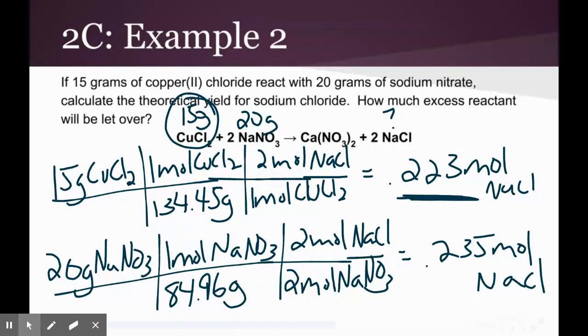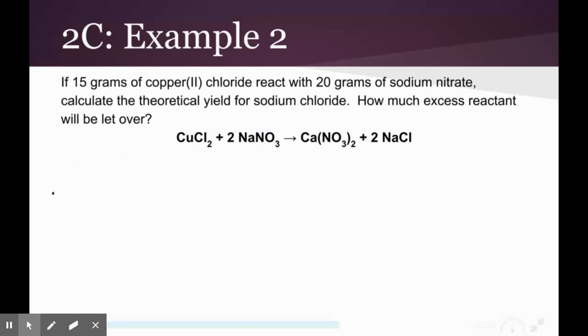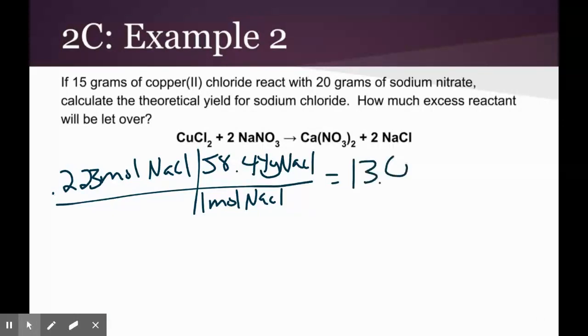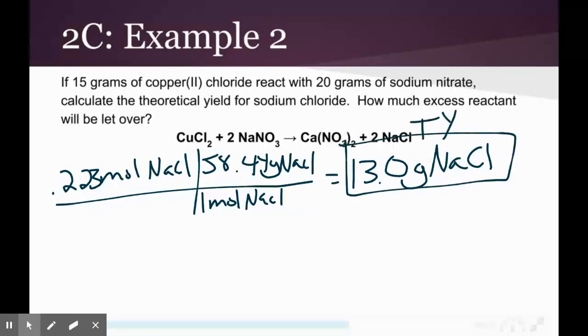And now we're going to take that moles of NaCl and convert it to grams to get our theoretical yield. Okay, so we have our 0.223 moles of NaCl, and we just want to use the molar mass of NaCl to get to grams, which is 58.44 grams of NaCl. So that gives us 13.0 grams of NaCl, and that is the theoretical yield. So that answers the first question.